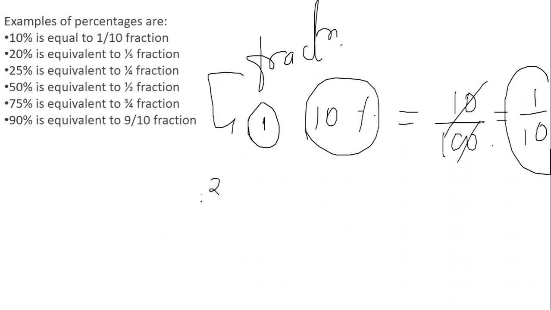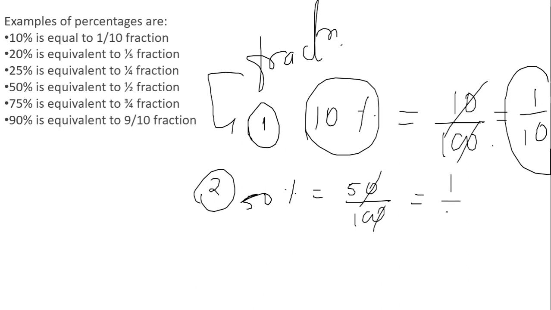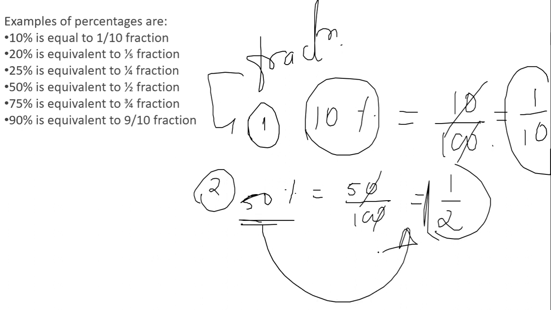For example number 2, 50%. 50% is nothing but again 50 divided by 100. If I cancel out one zero from both sides, I'll get 5 by 10, and 5 by 10 means 5 ones are 5, 5 twos are 10, so 1 by 2. So the percentage value 50% can be represented in the form of fraction as 1 by 2. Similarly, 33.33% means 1 by 3, and 66.66% means 2 by 3, and so on.